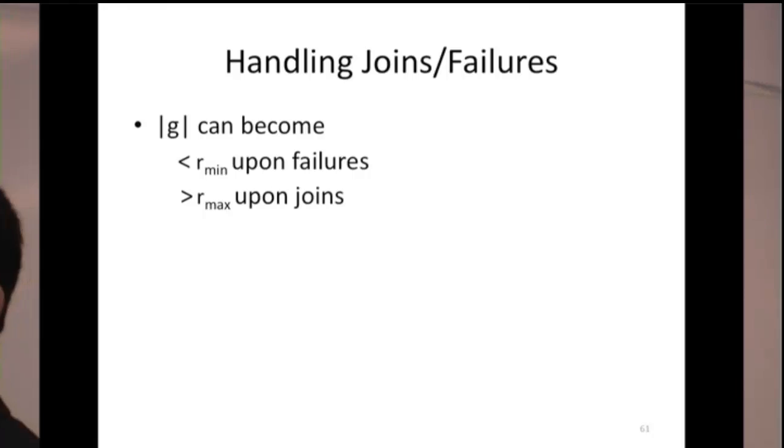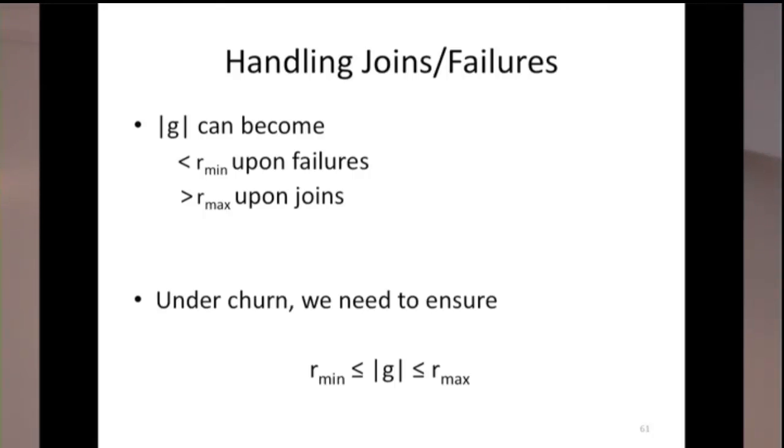Now let's see what happens with churn, because previously we said that it's too complicated. The size of a group can become less than the minimum if there are failures, because the size is between the minimum and the maximum. If you already are at the minimum and a failure happens, it will become less than that. Whereas upon joins, you can exceed the maximum of a group. What we want is that even if there are joins and failures, the size stays between these bounds that we specify.